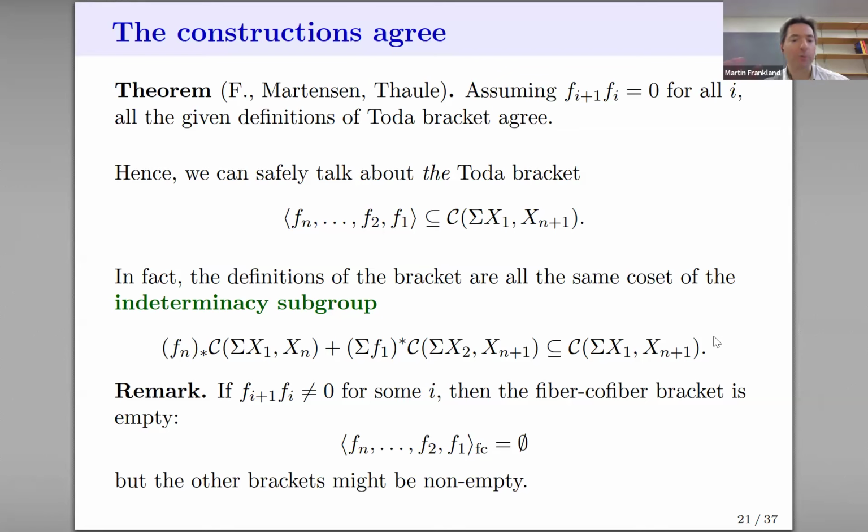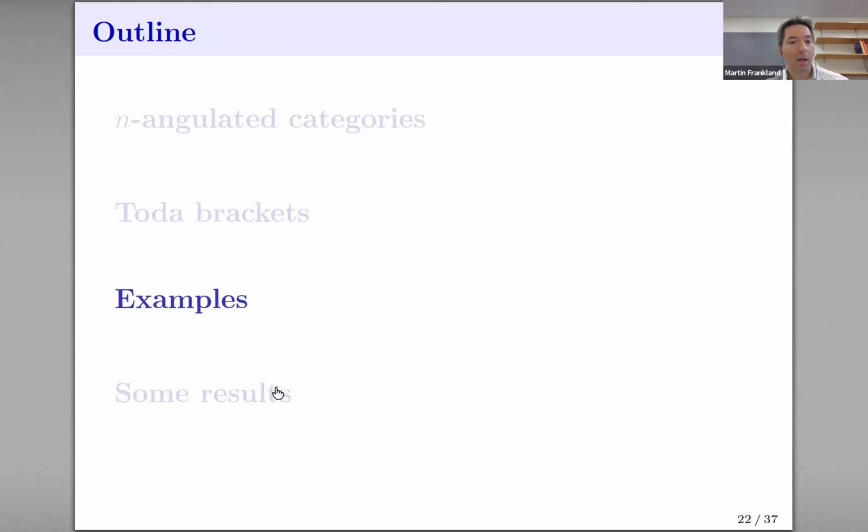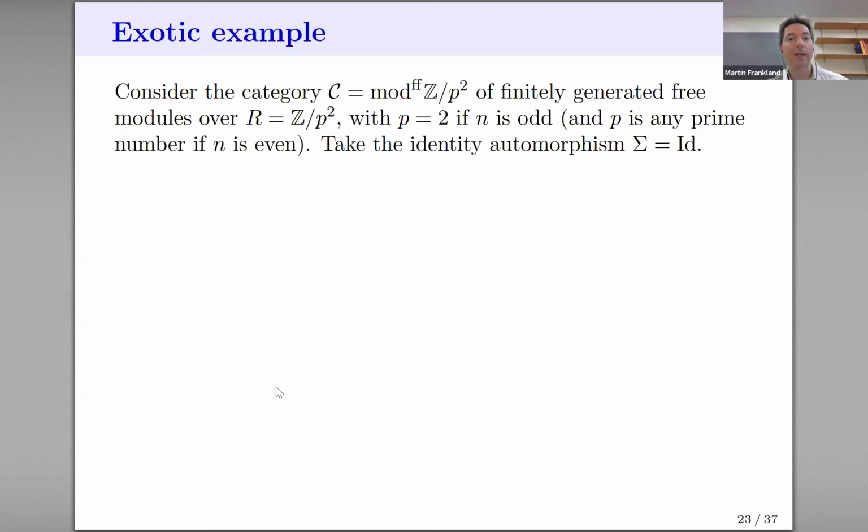All right, so we'll just focus on the case where this chain complex condition is satisfied, the twofold composites are zero. I promised some examples. Let's start with a warm-up example. Let's look at finitely generated free modules over Z mod 4, or in fact, Z mod p squared when n is even. That's fine. If n is odd, you really want to take p equals 2, so just Z mod 4. And the automorphism is the identity.